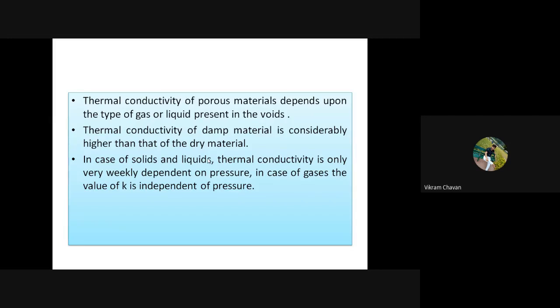in case of gases, the value of K means what? Thermal conductivity. The value of K is independent. Independent means not dependent on. K is independent of pressure. Okay, full stop.